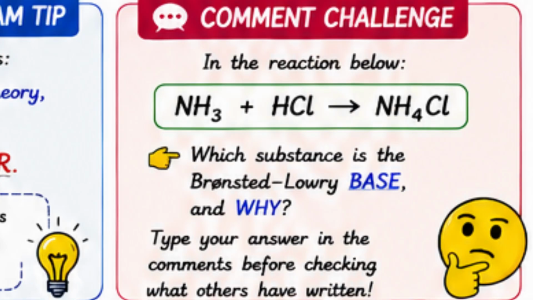Now it's your turn. Look at this equation: NH3 plus HCl equals NH4Cl. Without looking back, tell me in the comments which substance is the Brønsted-Lowry base and why. I'll be reading your answers.